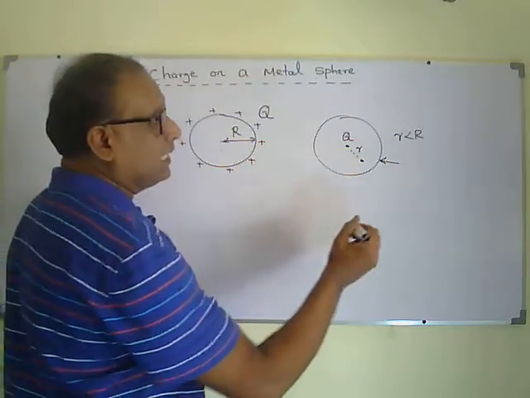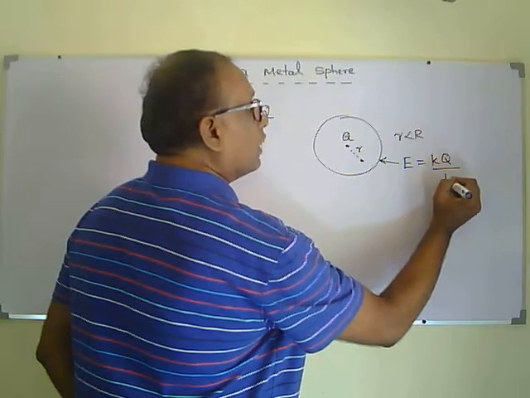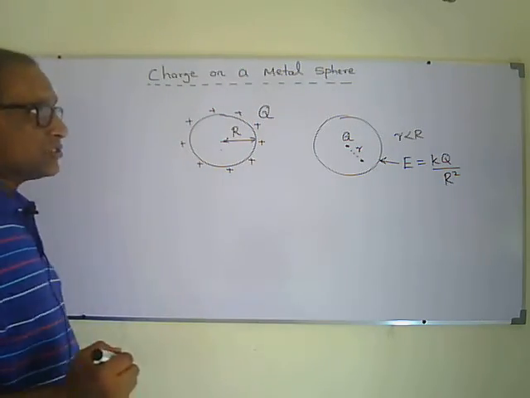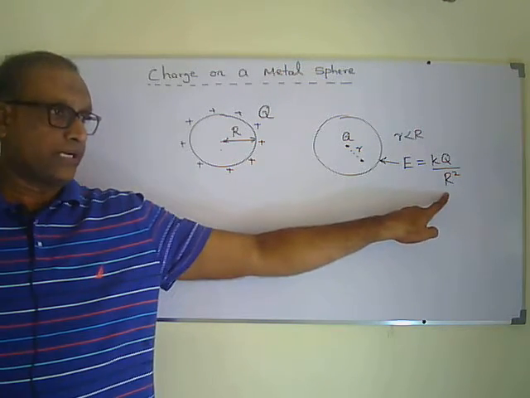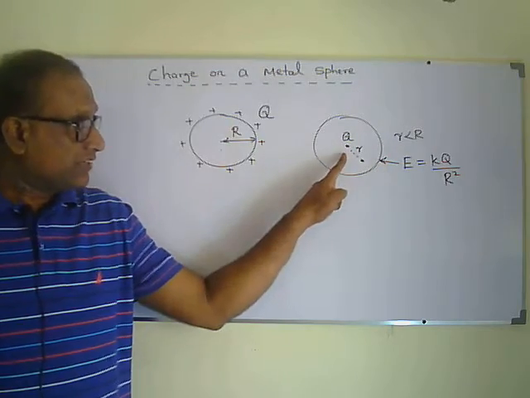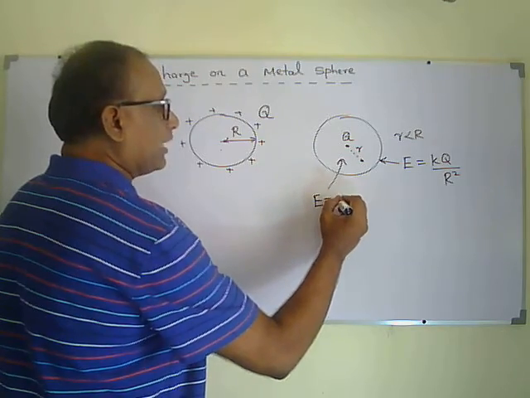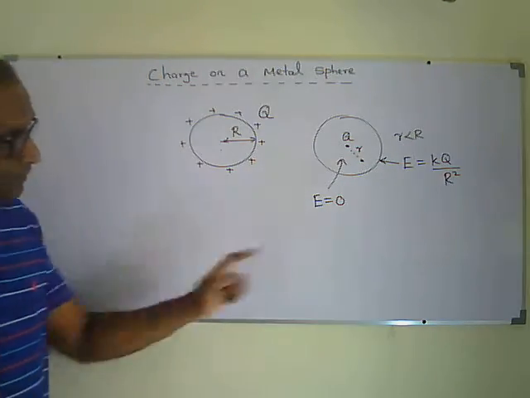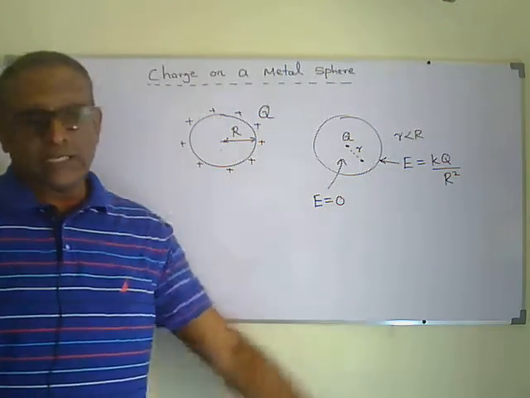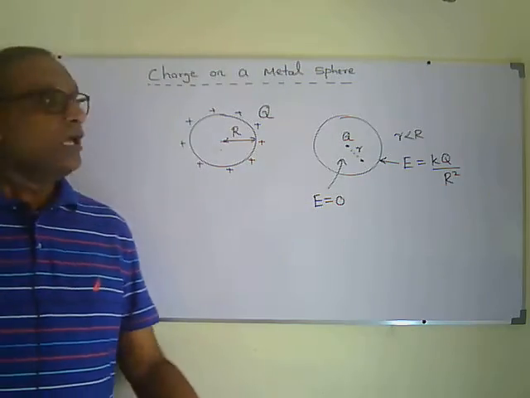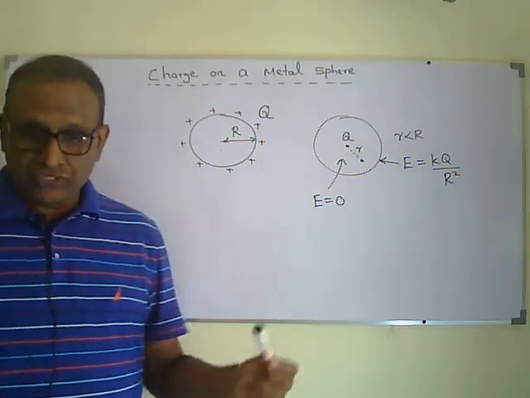That we can find. On the surface, the electric field strength is given by, assuming the whole charge is concentrated at the center, E equals kq over r squared. Inside the sphere, the electric field strength at any point will be equal to 0. Then when you go away from the surface, the electric field strength will decrease according to the inverse square law.